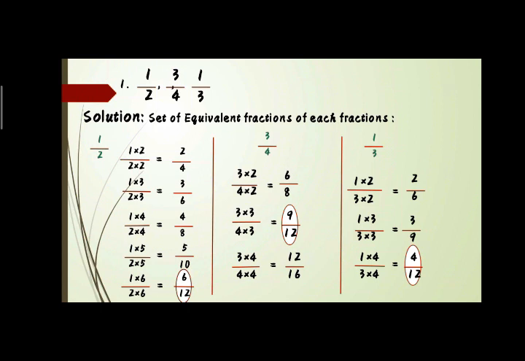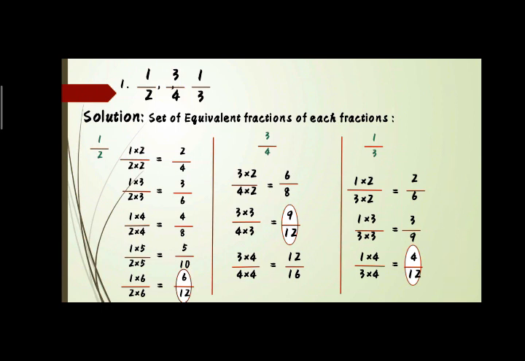First you build the equivalent fraction of 1 upon 2 in the rough column. Then build the equivalent fraction of 3 upon 4. And one more fraction number you have, 1 upon 3. Build the equivalent fraction of 1 upon 3.